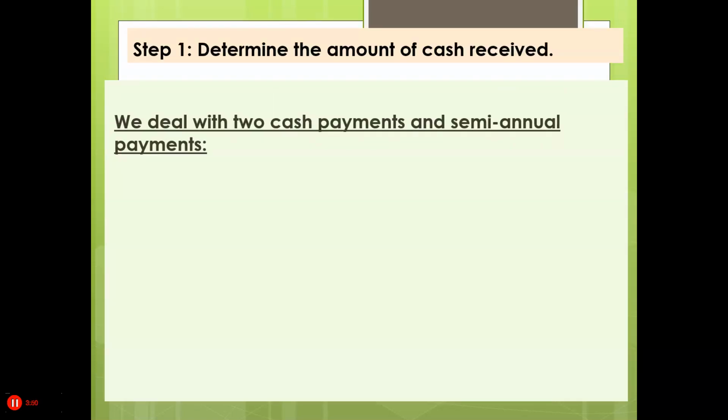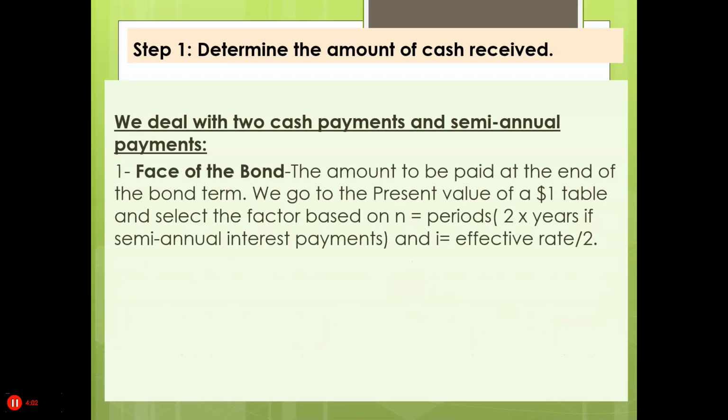So here's the thing you have to deal with: again, we have two cash payments, and semi-annual payment. Okay, the face of the bond. This is the amount to be paid at the end of the bond term. We go to the present value of $1 table and select the factor based on n equal the periods, and if the interest is paid semi-annually, we take the years times 2. And i is the effective rate, and we divide by 2 because we're paying semi-annually.